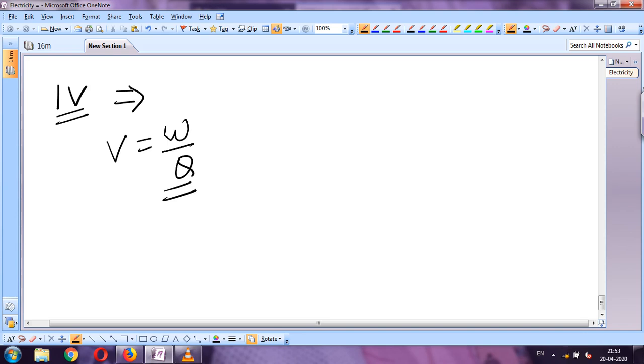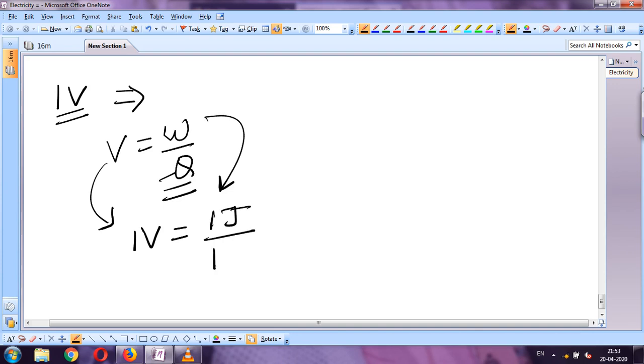With the help of its formula, the potential difference formula. You remember, it is equal to W upon Q. Now you want to define 1 volt potential difference. It will be when work is 1 joule and charge is 1 coulomb. In the definition we have to take all these numbers.